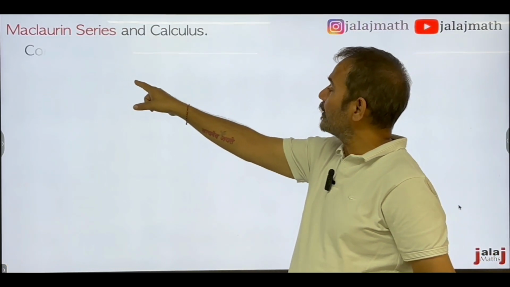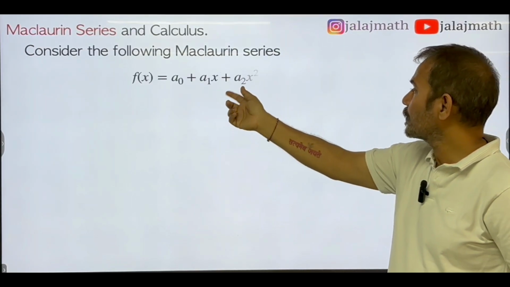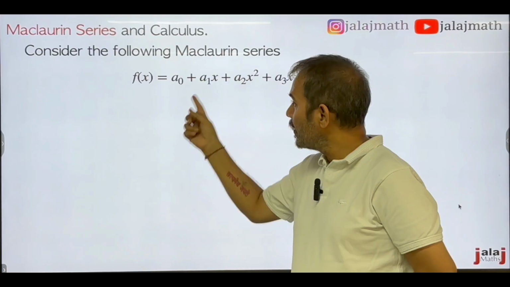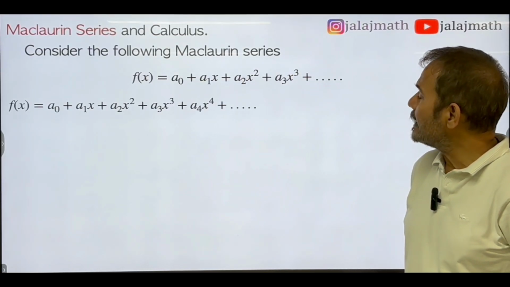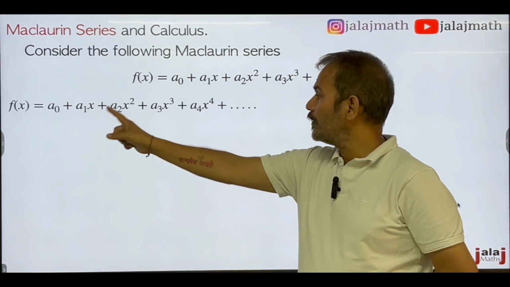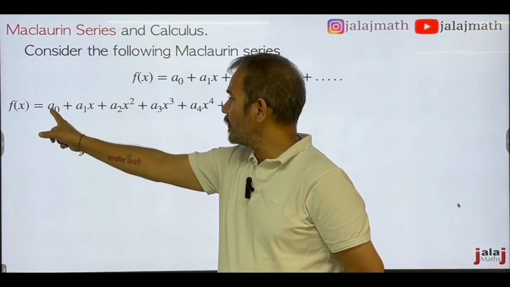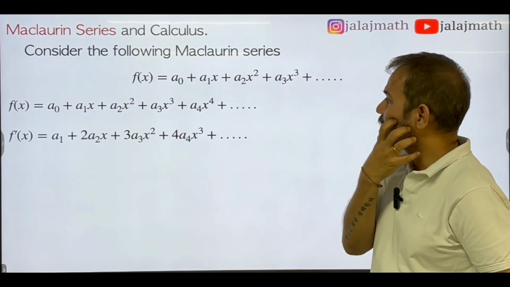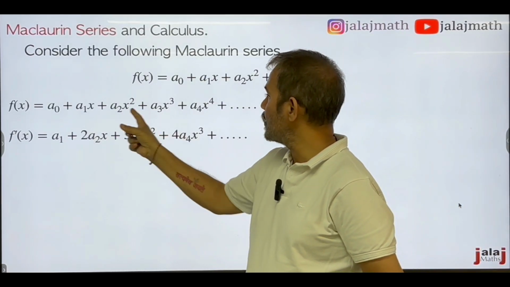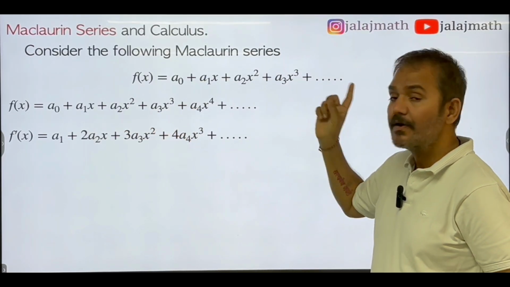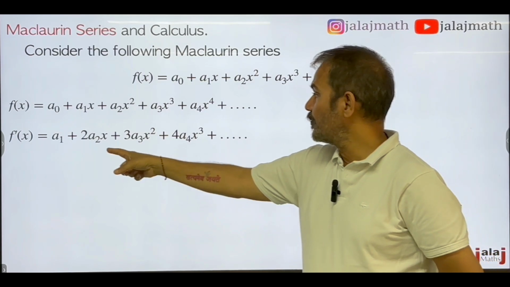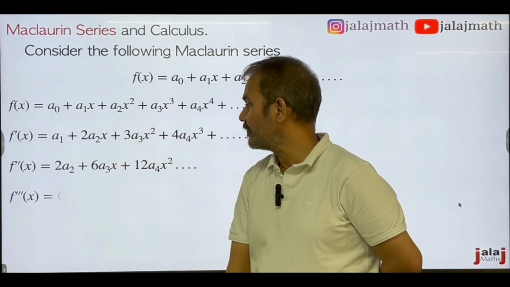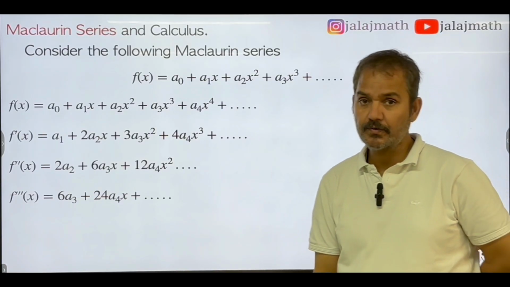So let's say this is a general Maclaurin series, a0 plus a1x plus a2x squared and so on and so forth. If you write the derivatives of this series, then in the first derivative a0 will disappear because there is no variable there, and the first derivative of this series will be a1 plus 2a2x plus 3a3x squared and so on and so forth. If you differentiate it again, the second derivative will be this, the third derivative will be this, and so on and so forth.